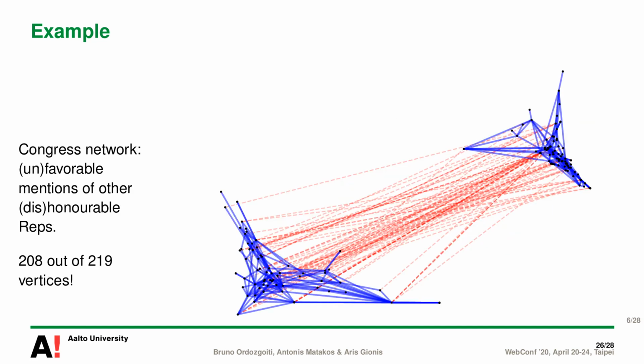This is another example based on the Congress network. So here, positive and negative edges represent unfavorable or favorable mentions between representatives in their speeches. And here, interestingly, there is a balanced subgraph which is comprised of almost all the nodes in the network. That's 208 out of 219. And this is clearly representative of the party divide in the US Congress.